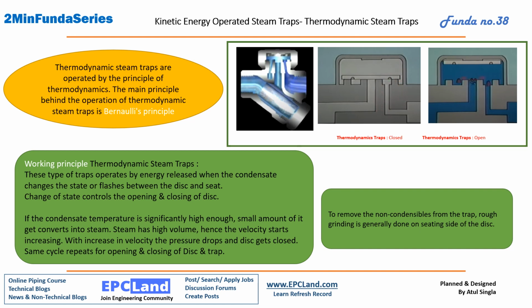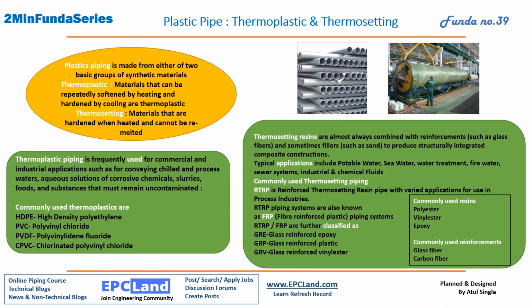Plastic pipes. Thermoplastic and thermosetting are the two types of plastic pipe which we are using in our piping industry. Thermo means heat. Thermoplastics get softened by heating and hardened by cooling. Thermosetting ones cannot be remelted. Once hardened by heating, they cannot be remelted.